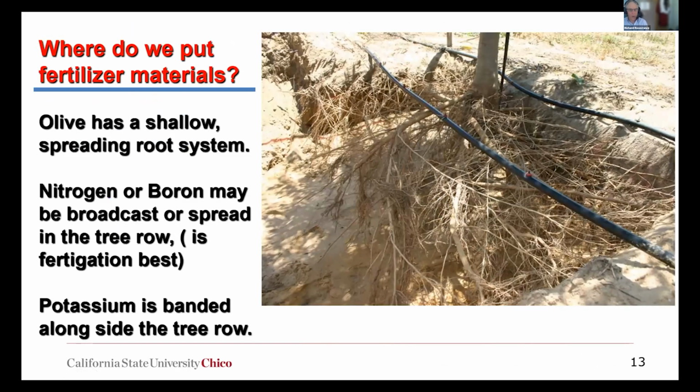So if we want to apply these nutrients, where do we put the fertilizer? In California, the way we manage them, most of the olive roots are in the upper foot of soil. Now, in some areas, I know people have said, oh, olives have very deep roots. And they do have some deep roots, but the majority of olive roots in California are in the top 2 feet of soil. And so we want to apply it there on the surface.